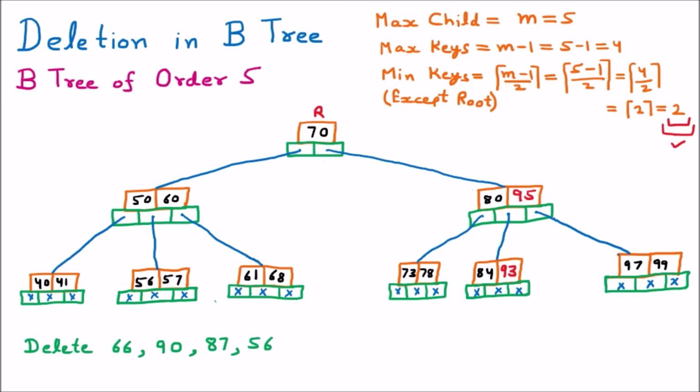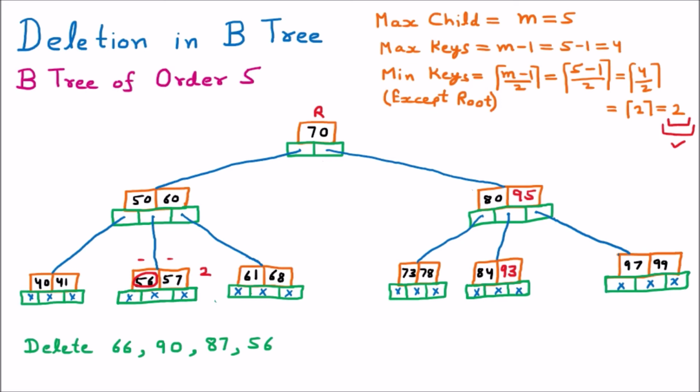This is a very complex deletion here. Now you can see that we have to delete the 56 element. First of all, we have to find where the 56 is. So this one is the 56 that we want to delete. Now we have to find out what the keys are here. The number of keys available here are 1 and 2. So 2 keys are available here.